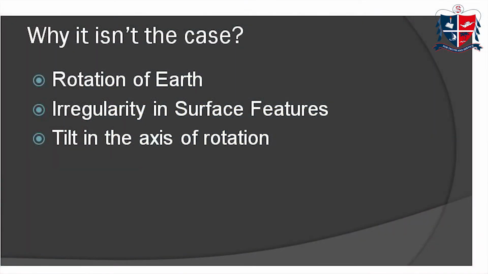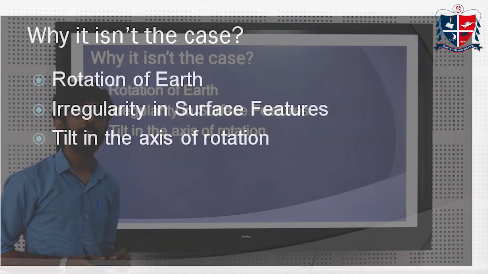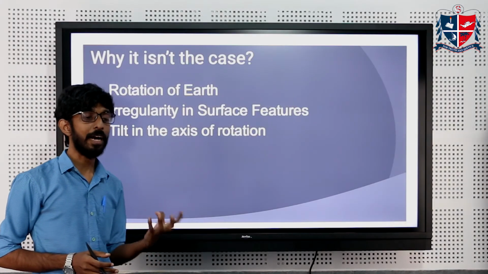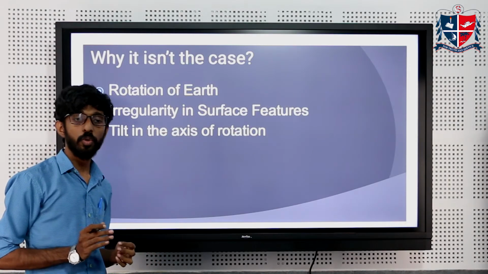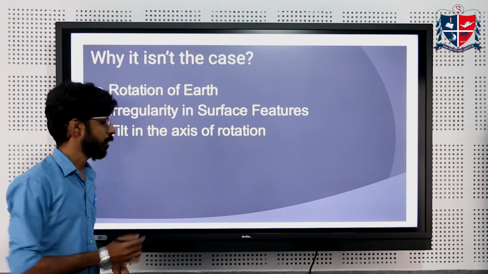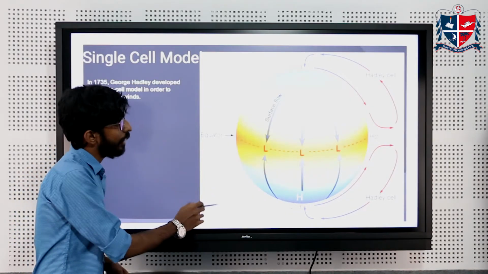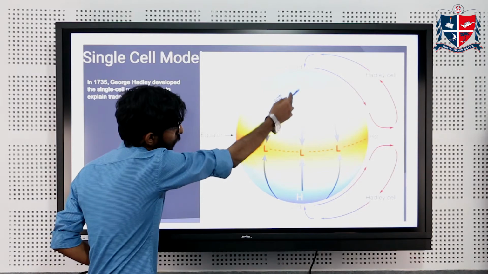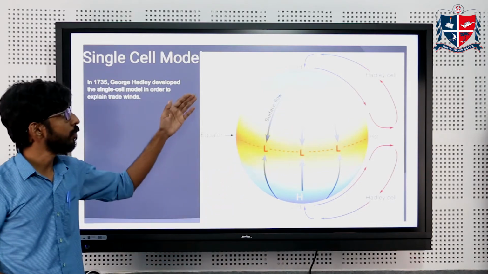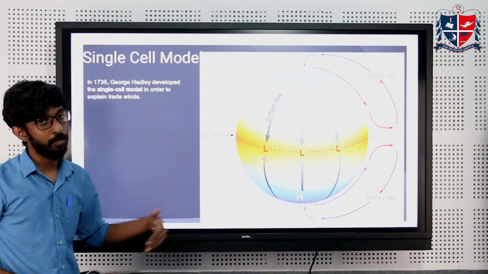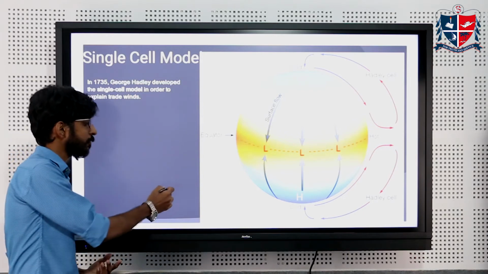The first one is that the Earth is rotating. When Sir Hadley proposed that theory, he didn't account for the rotation of the Earth. So the Coriolis force was not in the picture. If you look here, in his proposal, he said that the wind will be moving from the pole to the equator in a straight line. But that's not actually what happens. So that's the first thing.